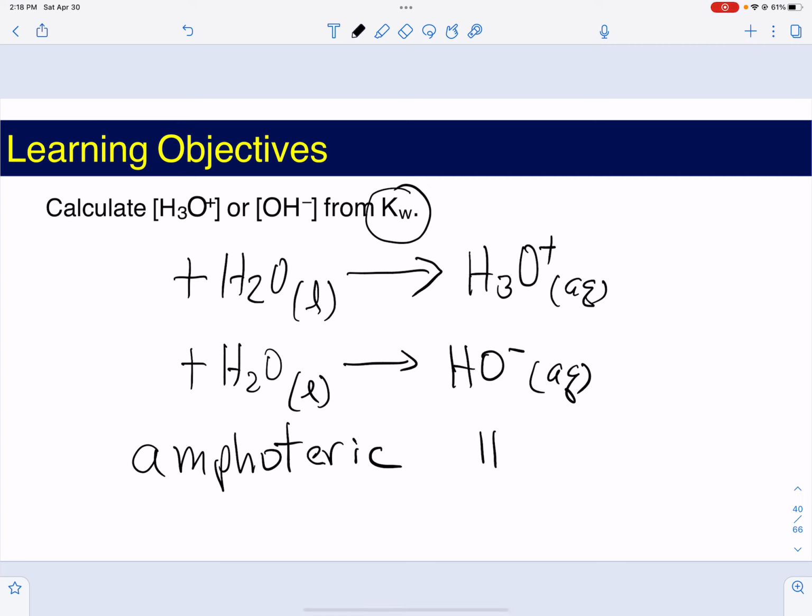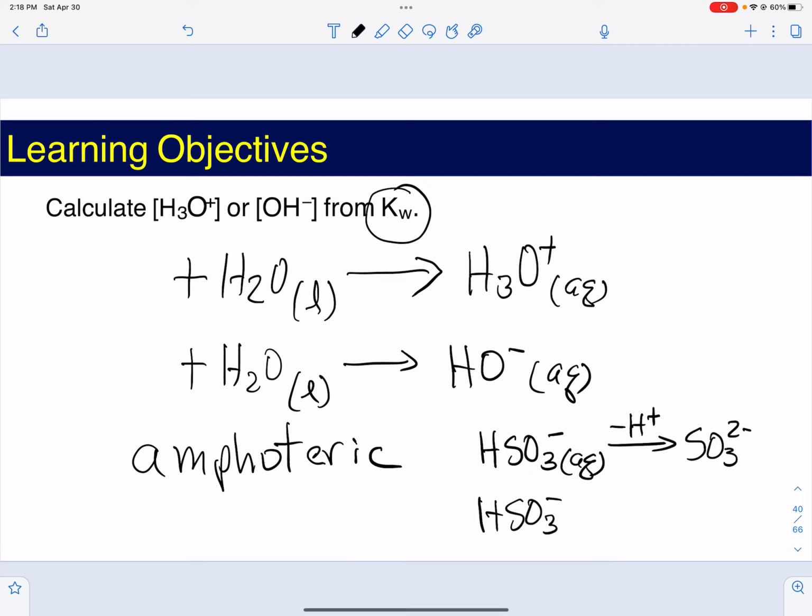For example, hydrogen sulfide is also amphoteric because it can lose one proton, becoming sulfide. So that would be behaving like an acid. Or it can gain one proton, becoming sulfurous acid. So that's a good example of another substance that is amphoteric, meaning it can behave like an acid or can behave like a base.